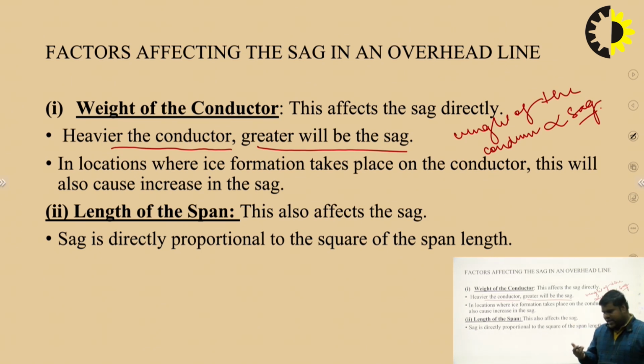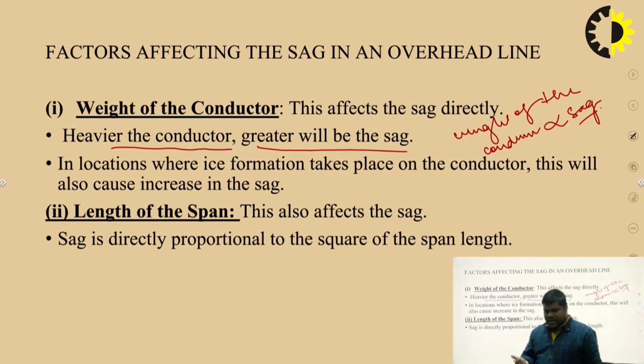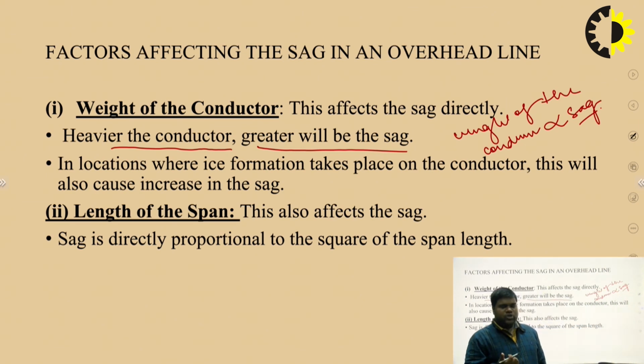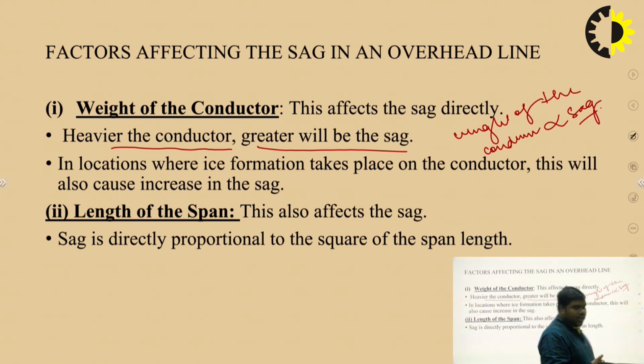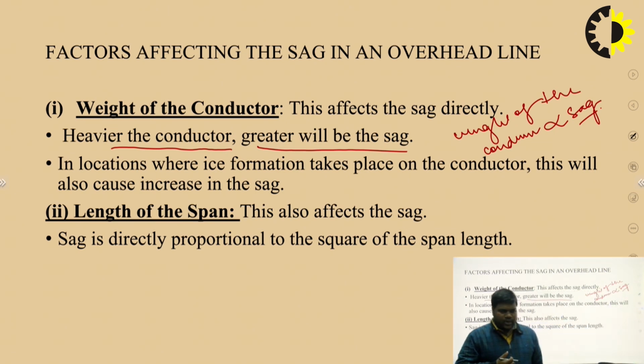So we can easily say that ice deposition on the conductors results in a greater value of sag. So it affects directly. The other point is the length of the span. What would be the effect of the distance between the two intermediate supports? What will be the effect?